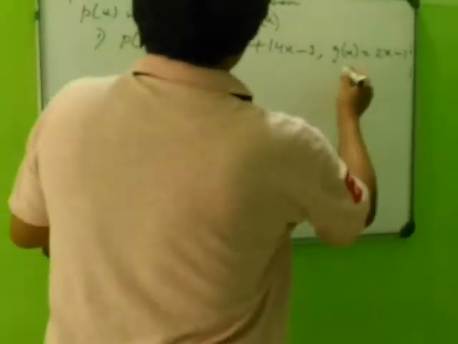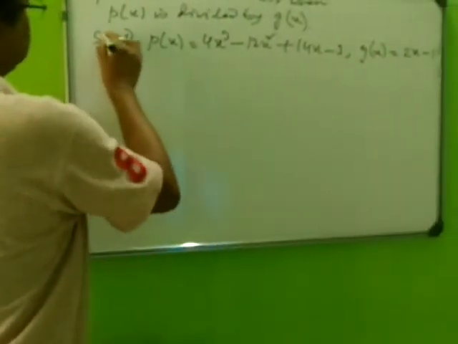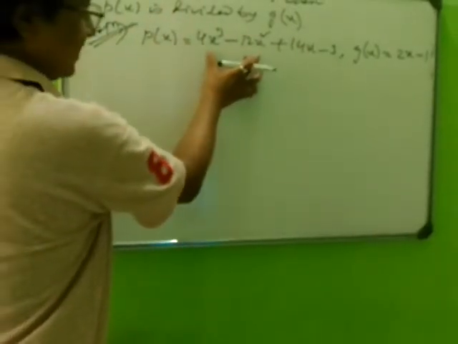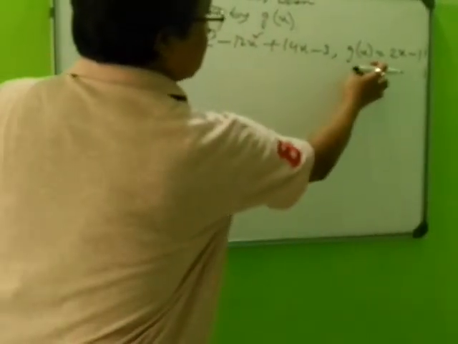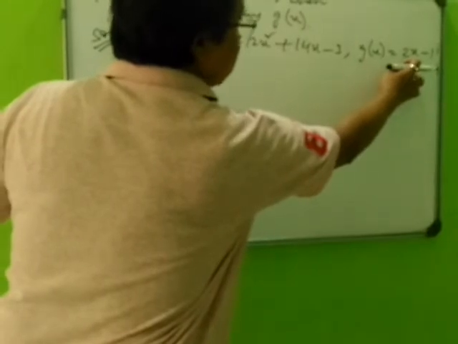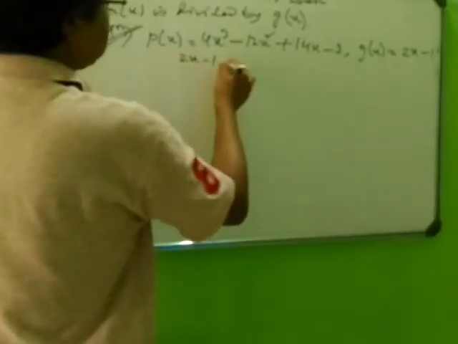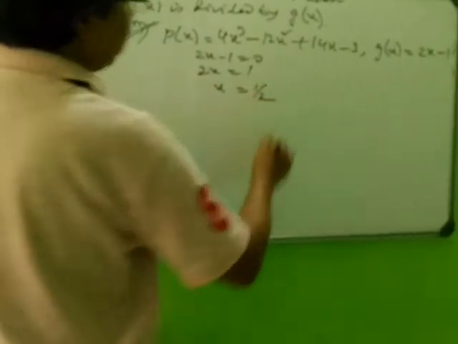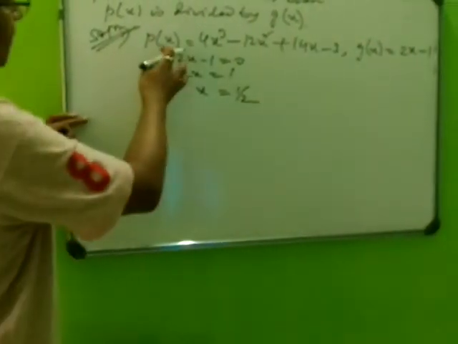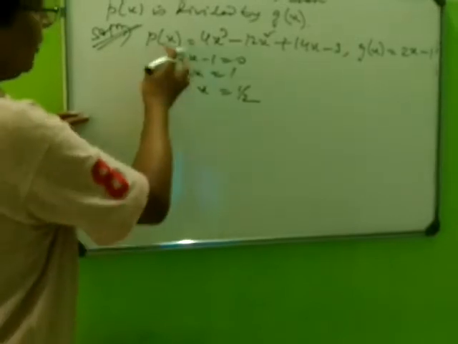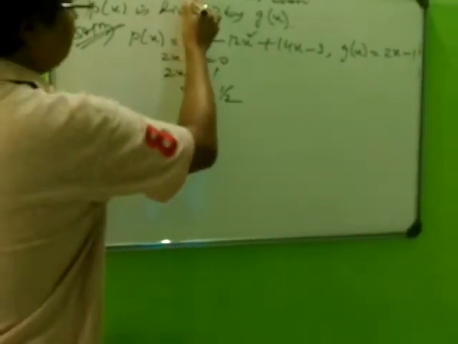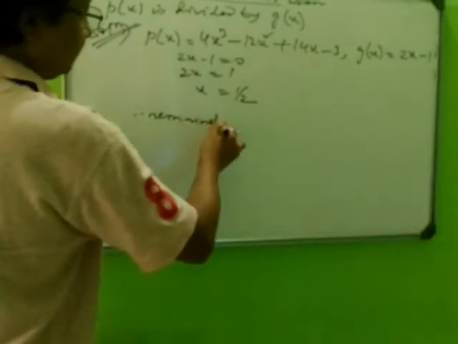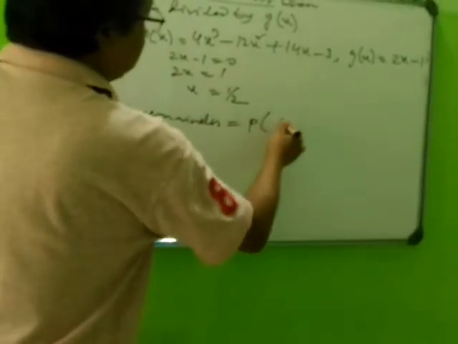So here, suppose this is the solution. p of x is the dividend, you will divide by g of x, which means twice x minus 1, the divisor. So twice x minus 1 equals 0, twice x is equal to 1, x is equal to half. So in place of x you will put half, and you will find the remainder. Therefore remainder is equal to p of half.